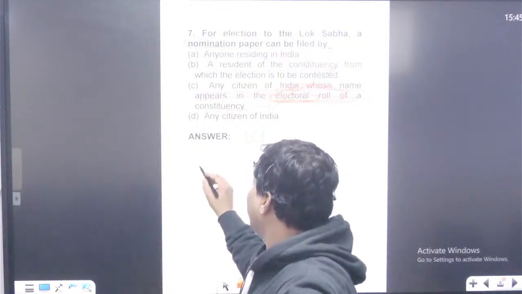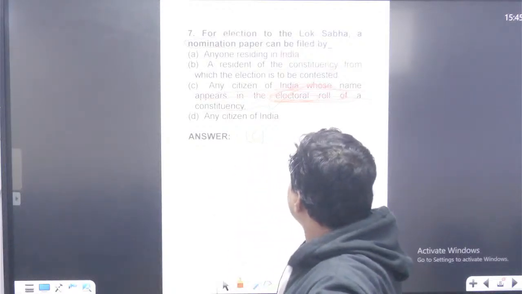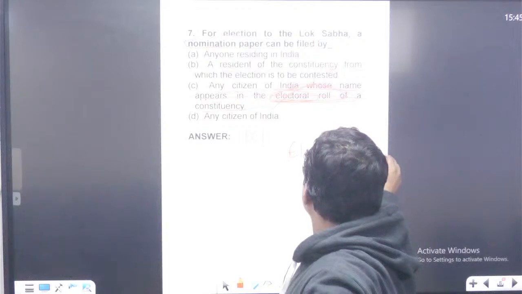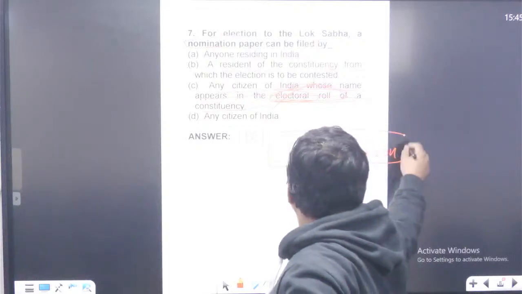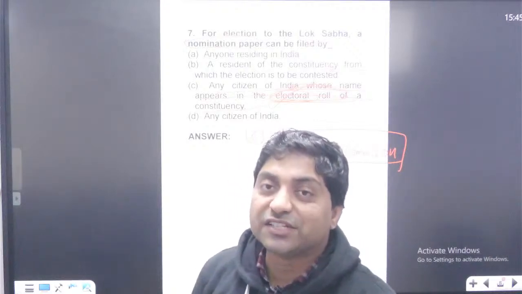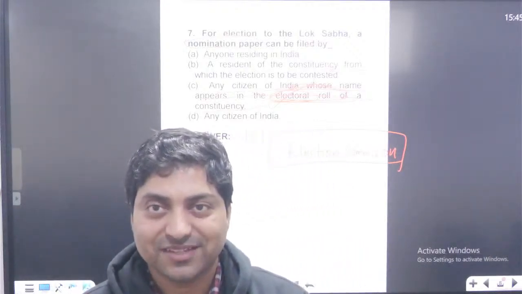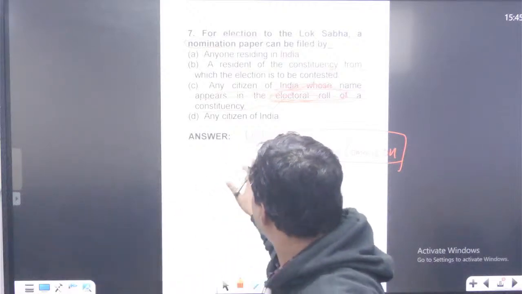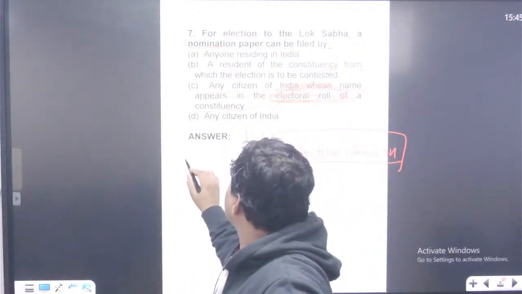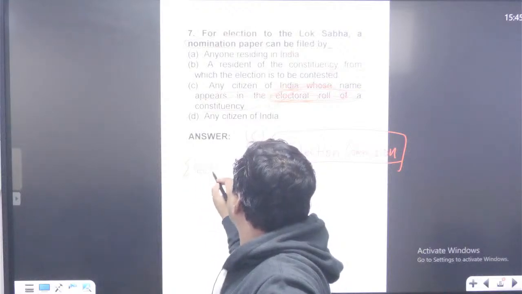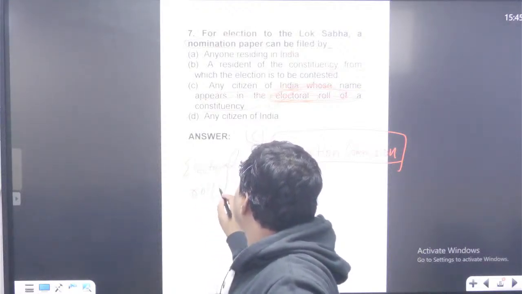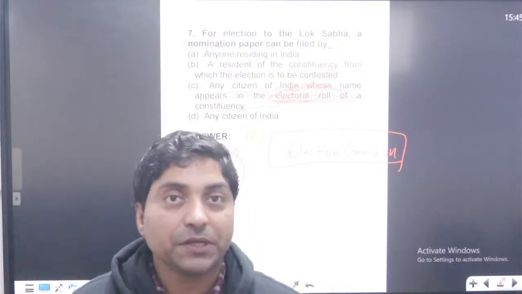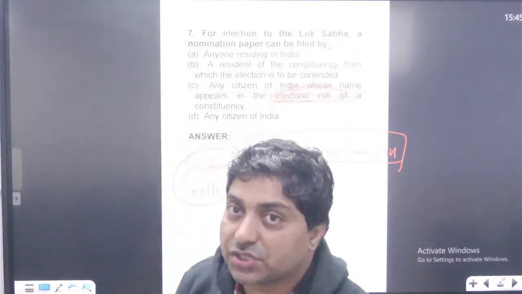You know who basically makes the electoral roll? The Election Commission of India actually prepares and revises the electoral roll periodically. Every year they revise the electoral roll. So any citizen whose name appears in the electoral roll can file a nomination. If you are a voter, you can contest election. Don't worry.